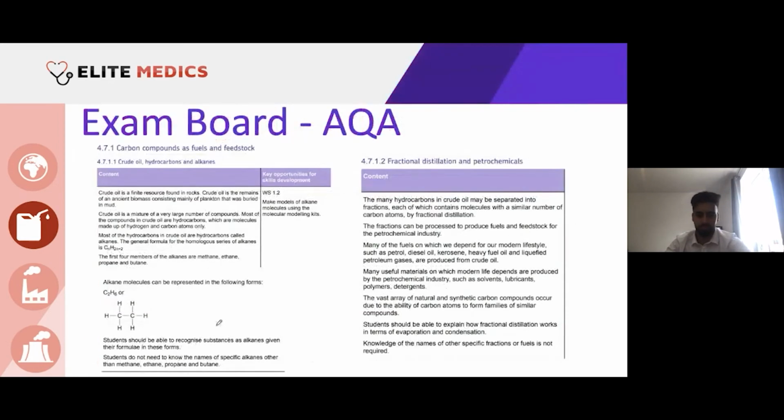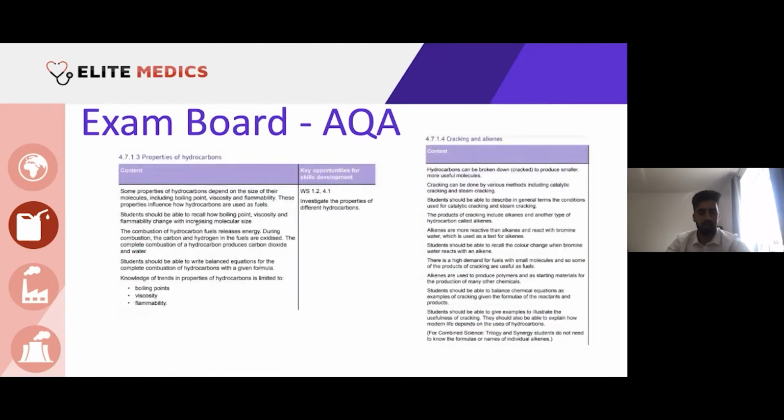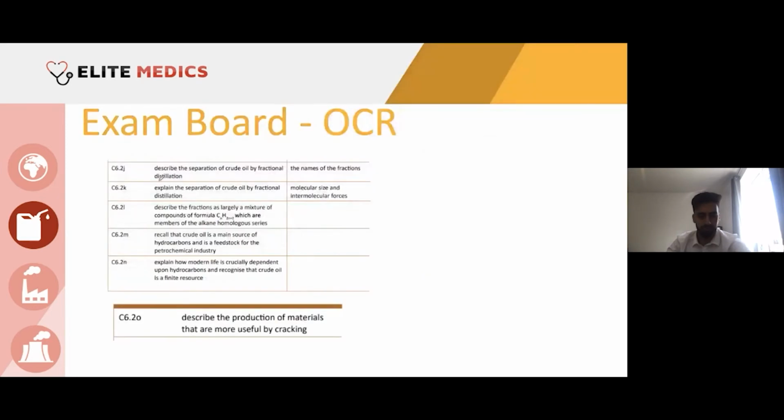Okay. I'm not going to read all this out, but you can have a look at this in your own time. In the same way as earlier, learning objectives are taken from the exam board spec points. Same here. We need to know these key terms: boiling points, viscosity, flammability. Cracking is all here. Similarly in OCR, knowing general formulae of alkanes, alkenes, describing cracking.